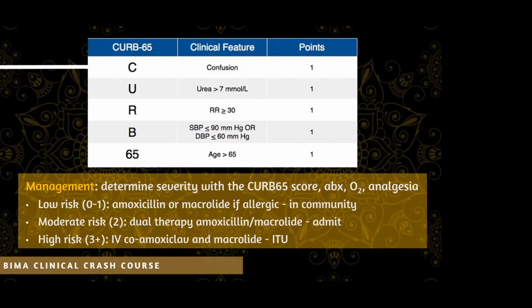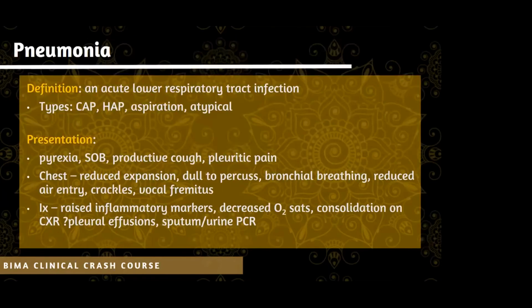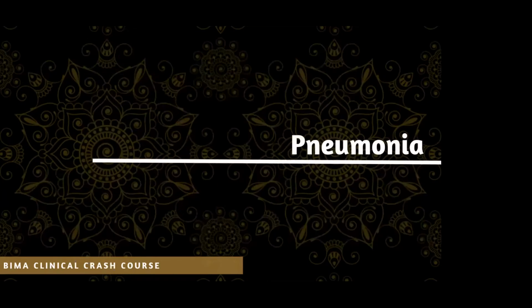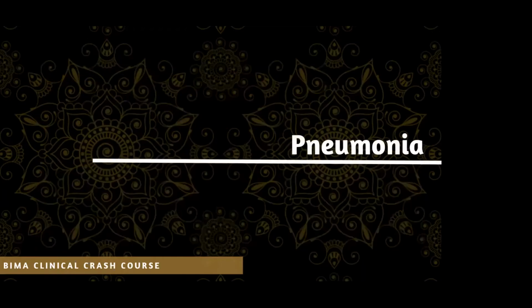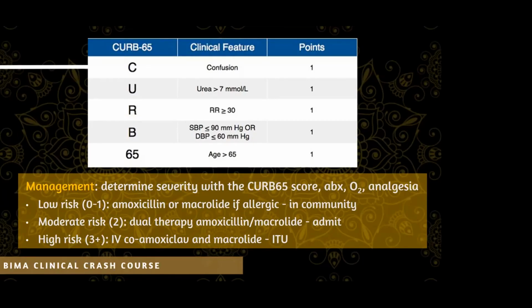So low risk, give them amoxicillin and send them home. Moderate risk, so our lady, she was over 65, and I think she had a slightly raised resp rate, if I'm not mistaken. Let me just go back. Yeah, so her resp rate was 32. She's over 65. So she's already got a CURB score of 2. Her urea was 6, so we're not necessarily concerned about that. She's not confused. Her blood pressure was holding up. So she's got a CURB score of 2.